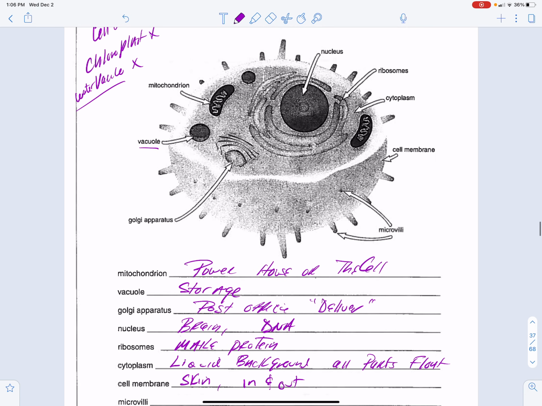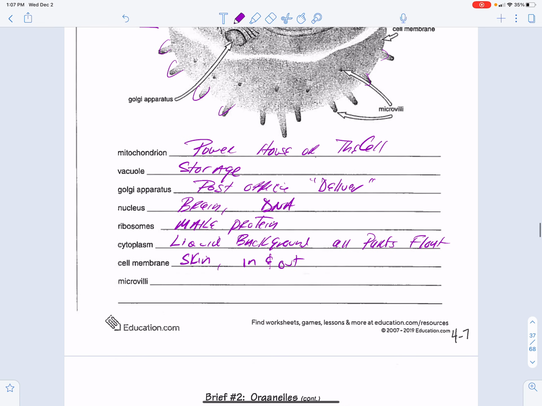And microvilli, this is a new one. It's got these tiny little extensions here. All these little things are microvilli. Microvilli, these extensions that are sticking up all over the place, their job is to add more surface area. You find these in cells like in your intestines or your stomach. Why? It helps you absorb more stuff, once again, by adding surface area.